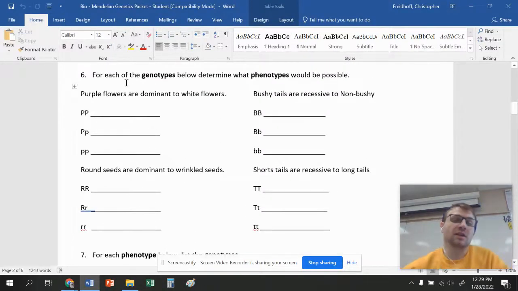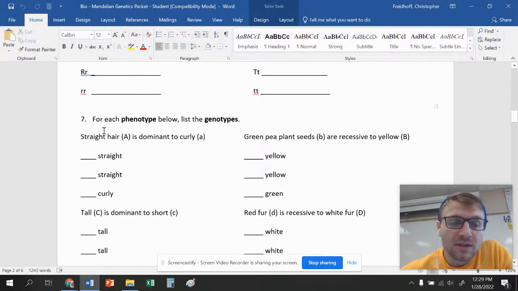On the back, you're looking at pairing up the genotypes with the phenotypes. And you can see here it says purple flowers are dominant to white flowers. So big P would be purple flowers. Big P, little p, since it has that 1 dominant letter, would also be purple flowers. And then little p would be the white flowers. You can see here it goes purple, white. Same thing for number 7, just in the opposite.